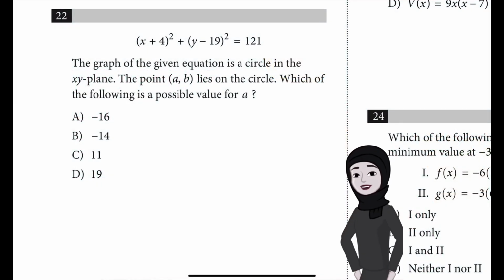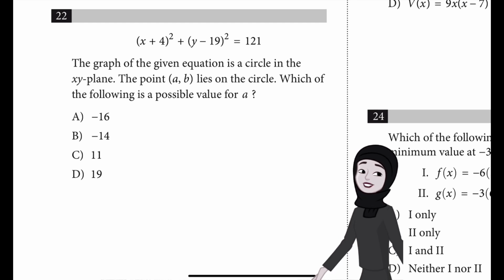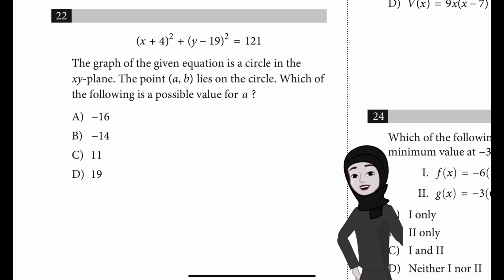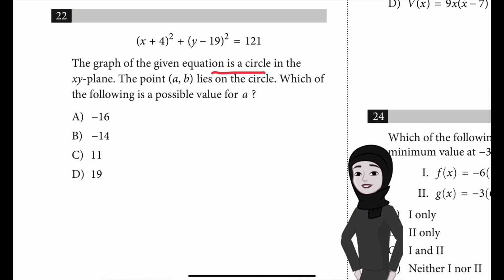Question number 22. (x + 4)² + (y − 19)² = 121. The graph of the given equation is a circle. So they've already mentioned that the graph is a circle in the xy plane. The point (a, b) lies on the circle. Which of the following is a possible value for a?